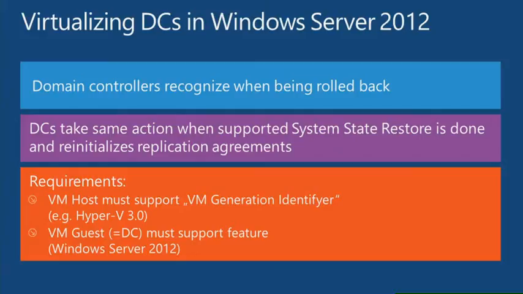In Windows Server 2012, domain controllers can recognize when they are being rolled back because of the VM Gen ID, which we heard about in a couple of sessions here. So I don't want to go too deep into it. It's simply a setting in the BIOS, and before every write, the domain controller verifies if it's at the same state and if it hasn't been snapshotted or any worse thing done to it. But you have to have a host which supports the VM generation identifier.